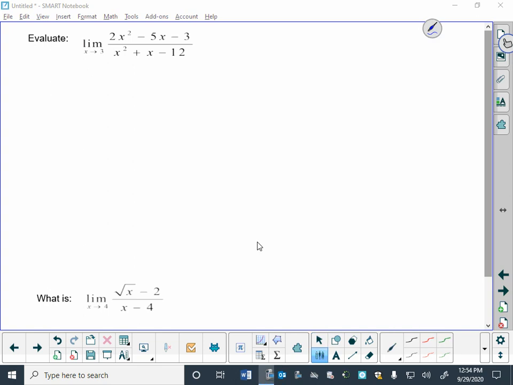All right, let's do some limit evaluating. Here's a problem. Evaluate the limit as x goes to 3 of (2x squared minus 5x minus 3) over (x squared plus x minus 12).